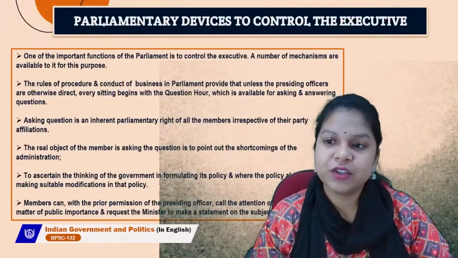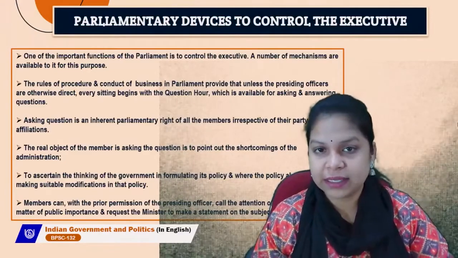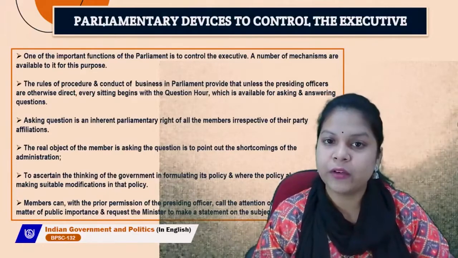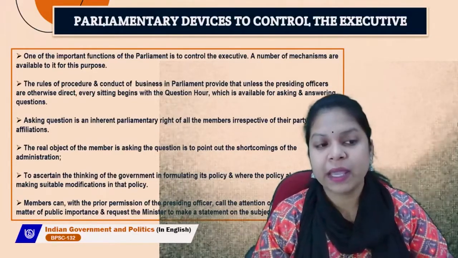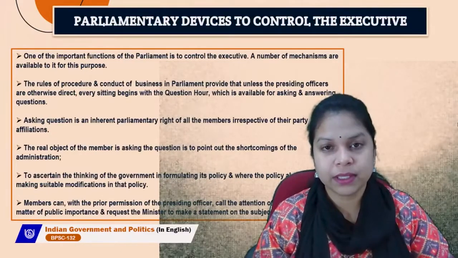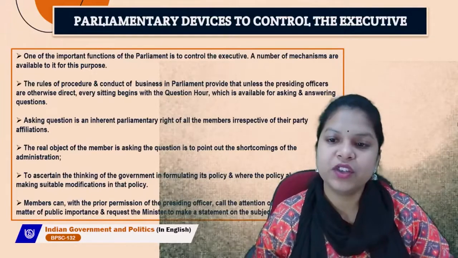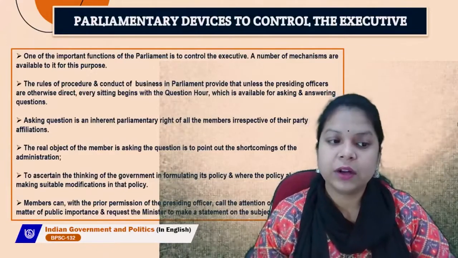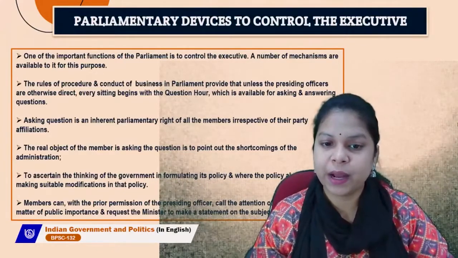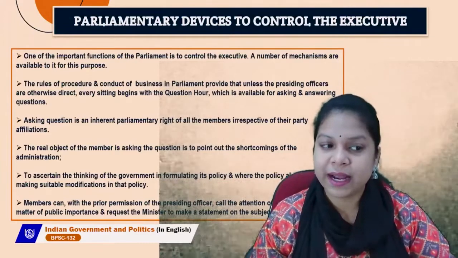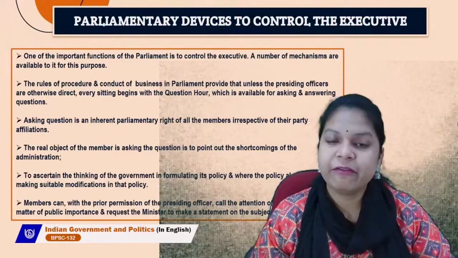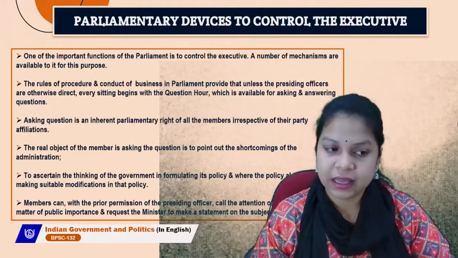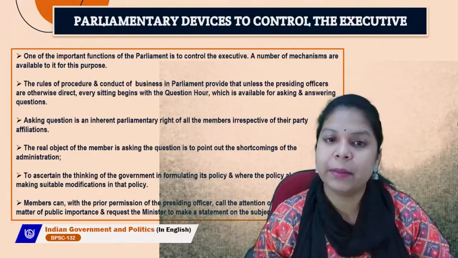So, parliamentary devices to control the executive. There are a few devices which can control the executive. One of the important functions of the parliament is to control the executive, and a number of mechanisms are available to it for this purpose. The rules of procedure and conduct of business in parliament provide that unless the presiding officers otherwise direct, every sitting begins with the question hour, which is available for asking and answering questions. Asking a question is an inherent parliamentary right.